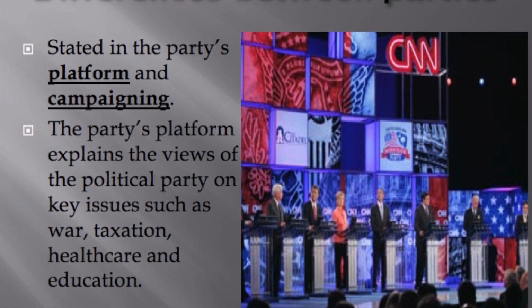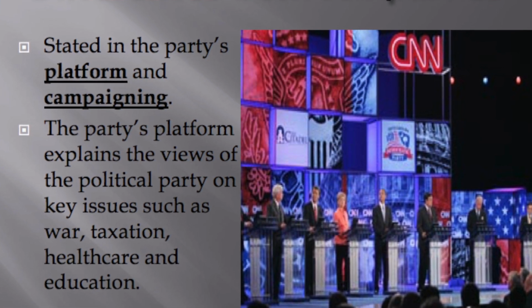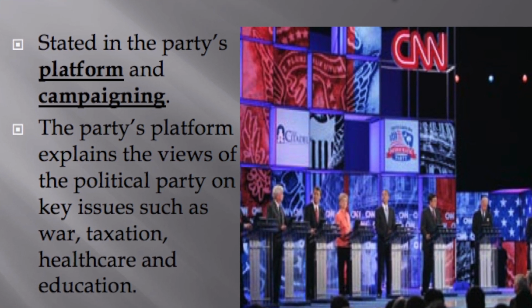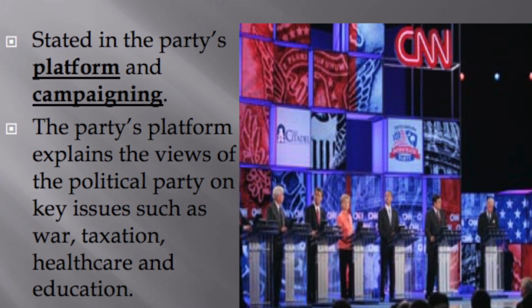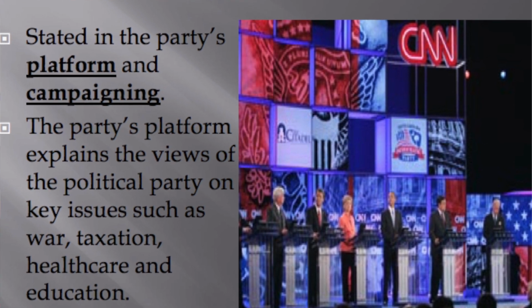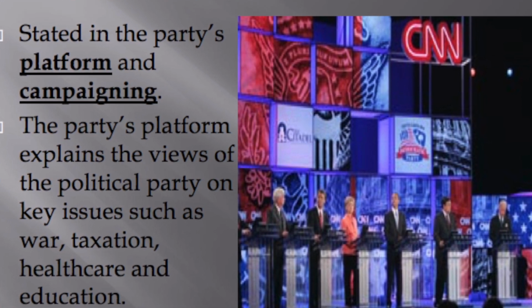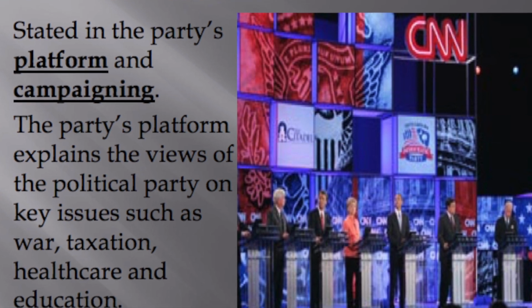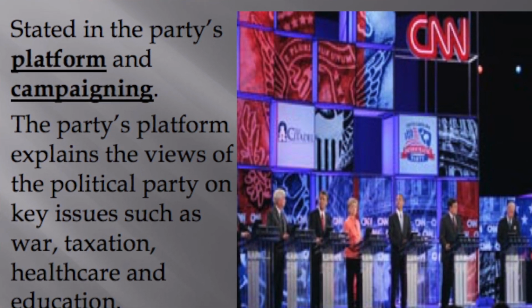There's only one difference between the two political parties. And that difference is stated in each party's platform and reflected in that party's campaign. What does that mean, Mr. Squire? Pretty much the difference between the Democrats and the Republicans is whether their view is more liberal on one end or more conservative on the other end.